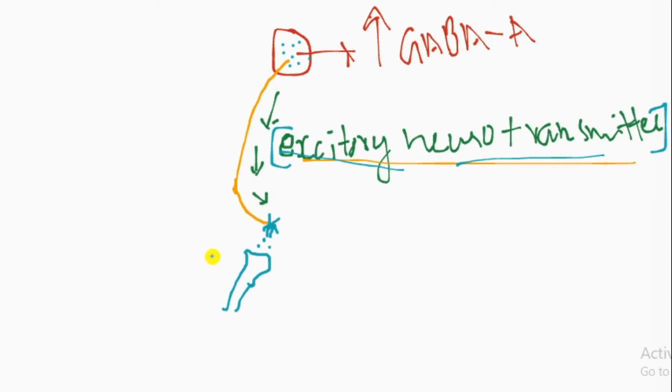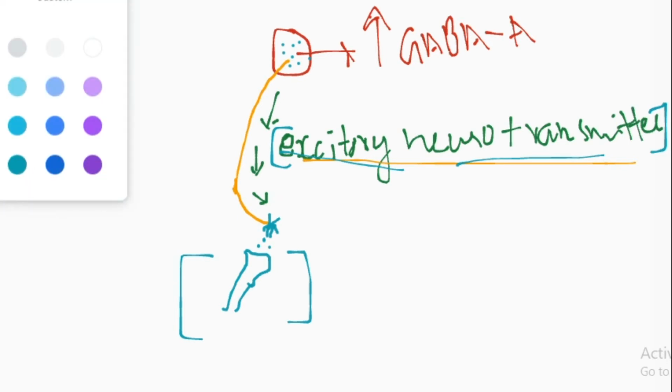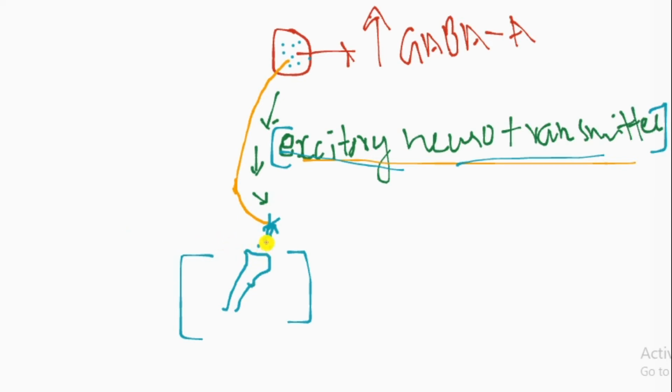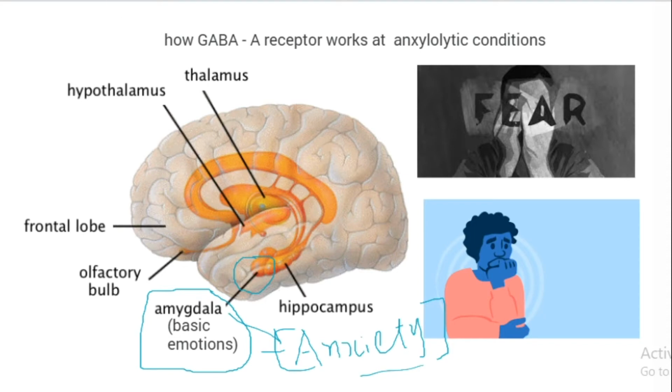But we can control this anxiety. We have neurons which release GABA, and this GABA is going to block these impulses. So here is how anxiolytics work, or this is how our body is controlling against the anxiety.